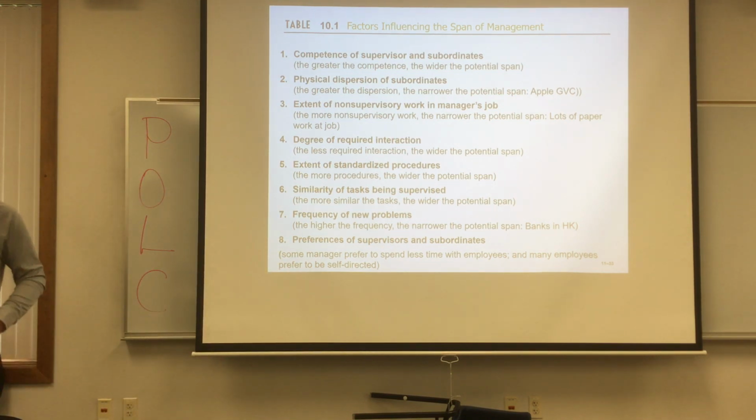Number 7, the frequency of new problems. The higher the frequency, the narrower the potential span. Yeah, this is a personal observation. We had a company in Hong Kong before, and we do a lot of banking with HSBC. It took me a while to realize why there is a person who stands behind, say, 2 or 3 tellers. I said, Hong Kong is not cheap, and those supervisors must get a lot of pay. So I don't understand why.